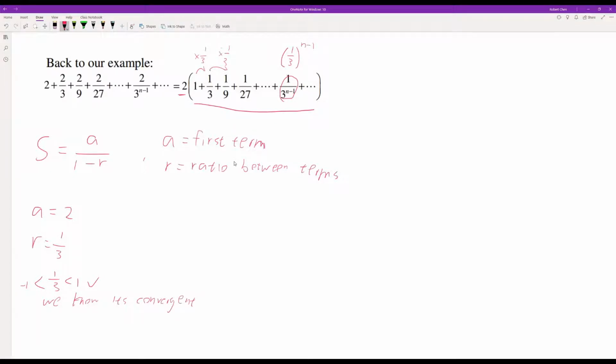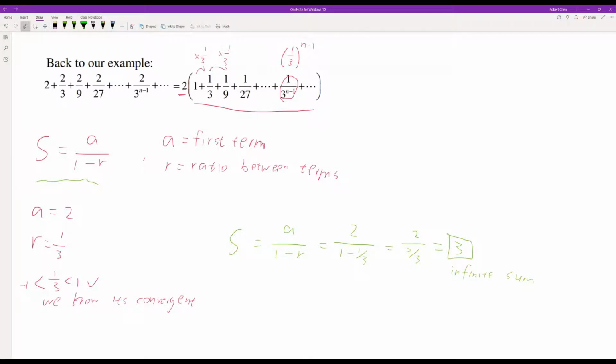Okay, so now that we know it's convergent, we just need to find the sum. And to find the sum, we can just use the formula from up here. S is equal to a over 1 minus r, which is 2 over 1 minus 1/3, which will be 2 over 2/3, which comes out to be a 3. Okay, therefore, this is your infinite sum. Okay, and it's convergent. Right? Very easy, right, for a geometric series.